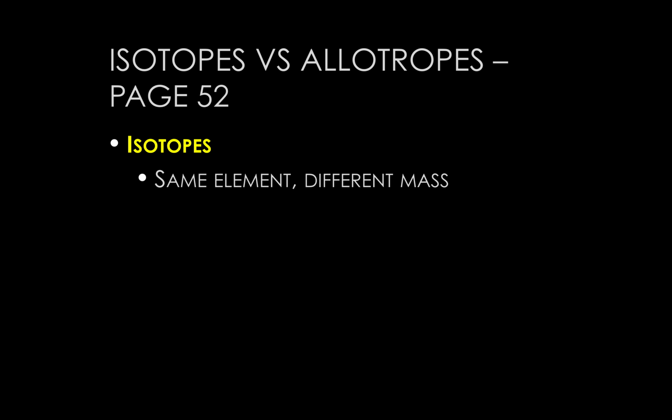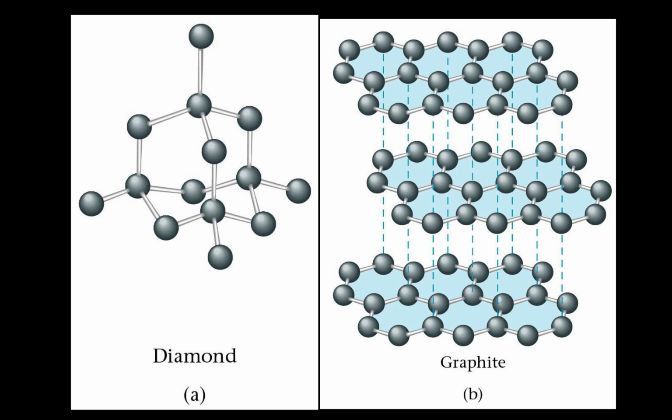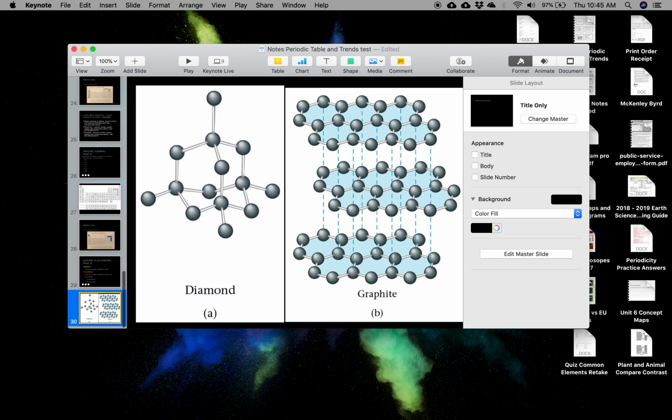Isotopes versus allotropes. So isotopes, remember, are the same element but have a different mass. So same number of protons, different number of neutrons. And allotropes are the same element, but they have a different internal structure. So when we look at carbon, remember, graphite, that's found in your pencils, is carbon, and diamond is carbon. Both carbon, but they have a different structure, so they have different properties. So there's diamond on the left and graphite on the right. Different structure, same element. And that's it for periodic trends.